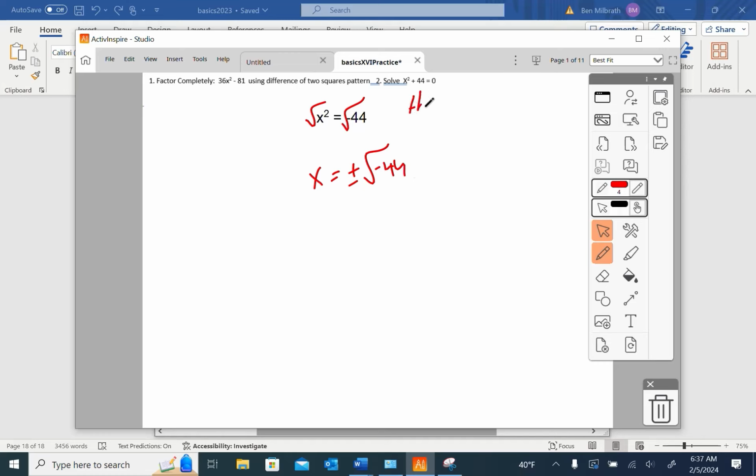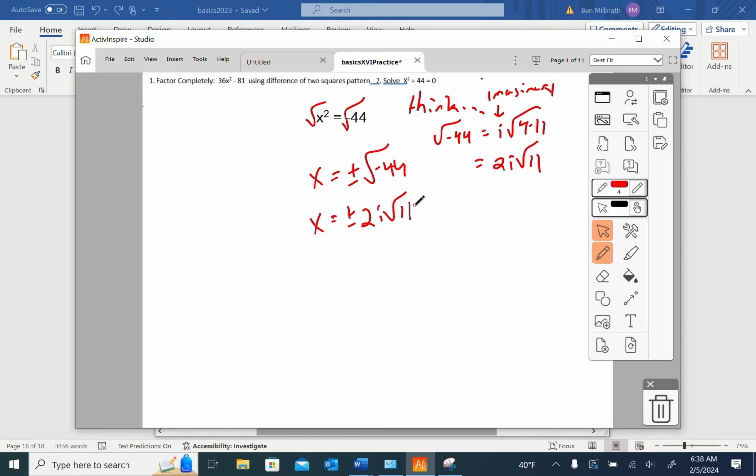So now I think the root of negative 44 is the imaginary root of 4 times 11. It is imaginary. If you've been tripping it every day, i stands for imaginary. All right, the root of 4 is 2, so 2i root 11. X equals plus or minus 2i root 11. And moving forward with my life, there's two of them.